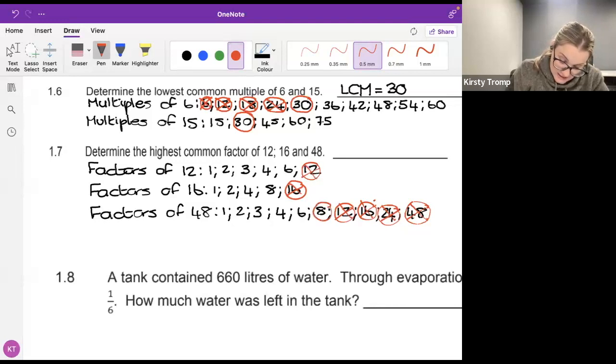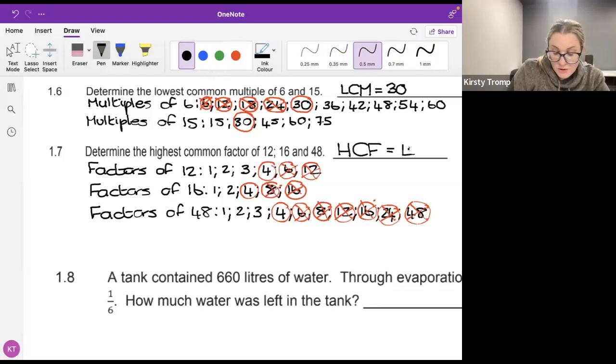Then I see 8. Do I see 8 in this number? Yes, I do, but I don't see it in the third number, so I cross it out. Then I see 6. Do I see 6 in this number? I do, but I don't see 6 in the third number, so I cross it out. Then I've got 4. Hold on a second. I also see 4 there. And I see 4 there, so ding, ding, ding. What's my HCF going to be? My HCF is going to be equal to 4.